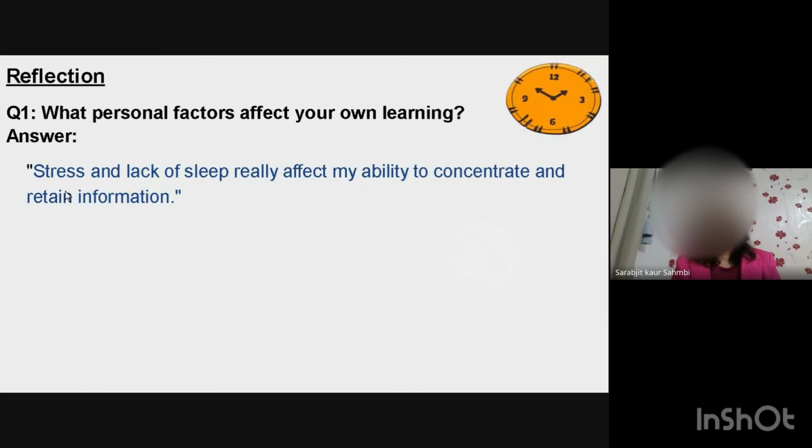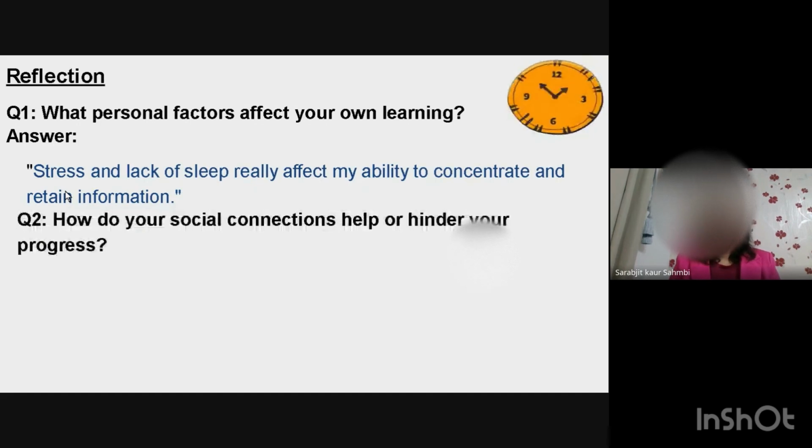Now this is the example for this question. Some learners can say, stress and lack of sleep really affect my ability to concentrate and retain information. This also comes under personal factors. Next question: how do your social connections help or hinder your progress? Now you're thinking as a learner. Sudhansh, can you let me know how your social connections are affecting your learning? You can give any one example, helping or affecting.